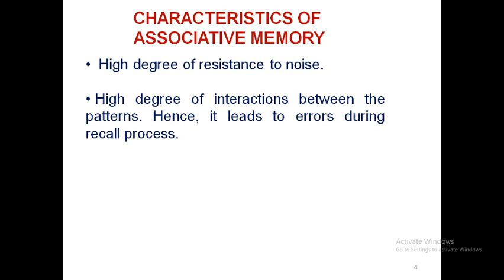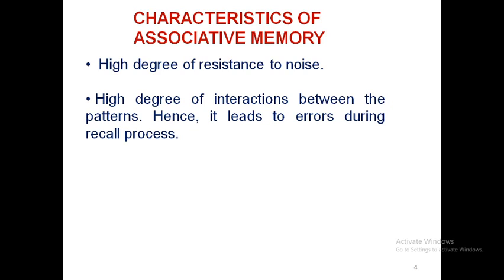There is a high degree of resistance to noise. Associative memory works in a disturbed environment also. High resistance to noise means that even in a disturbed environment we are able to retrieve the data. So that is high resistance to the noise. Even neurons have high resistance to noise, all the neurons.